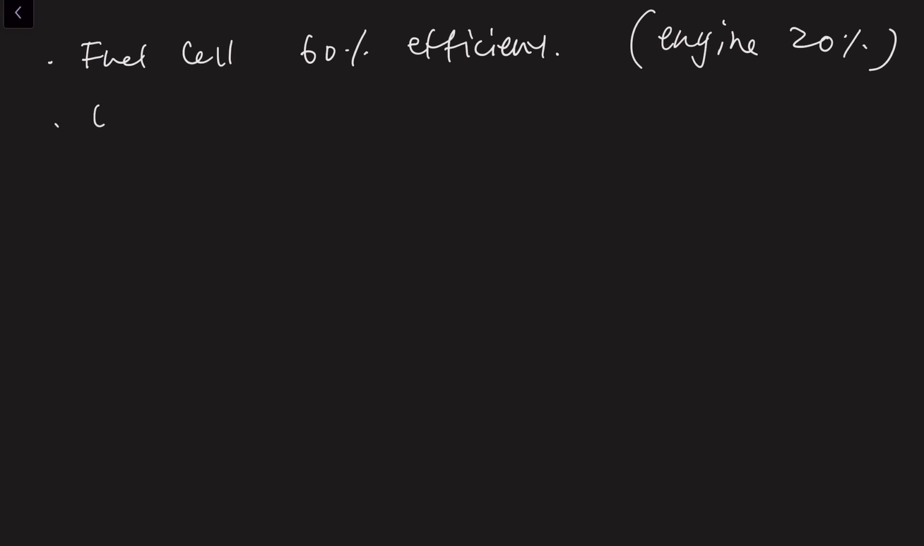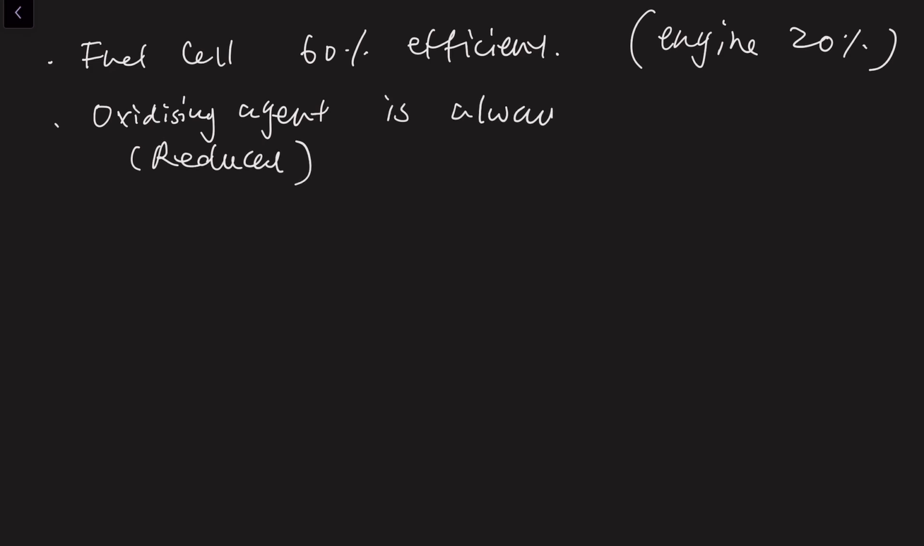And the oxidizing agent, so something that is reduced in a fuel cell, is always oxygen gas, because you are essentially doing combustion. And when you are doing combustion, you know that oxygen gas is always one of the reactant.